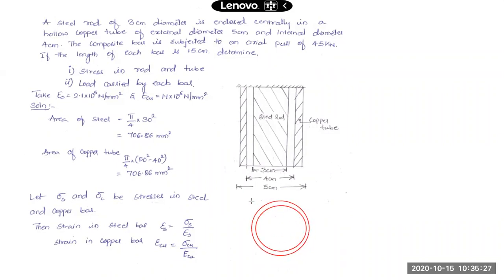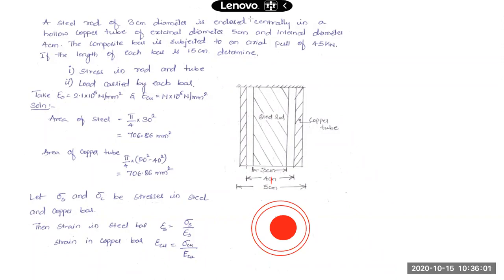It is something like this. Okay, so this inner one, what you have seen here, this is our solid bar. And externally you have a hollow copper tube. Okay, is that clear? So these two bars, or these two sections, they form this composite section over here.